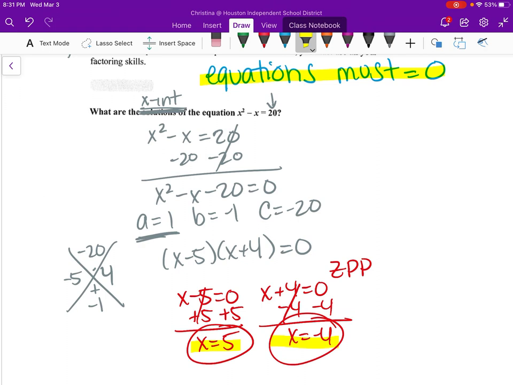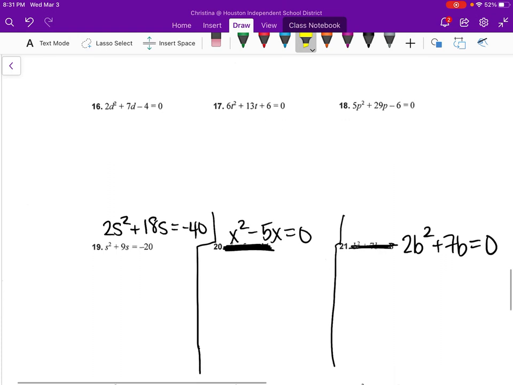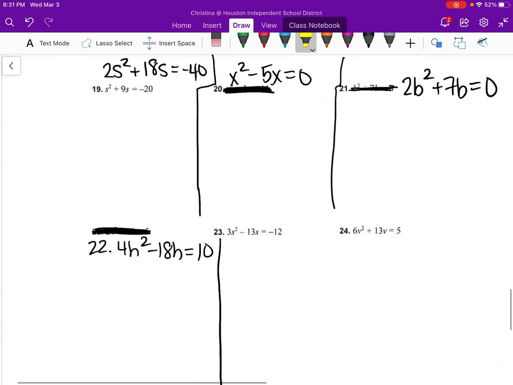I'm going to scroll down, and I'm going to show you the changes that I made. Pause the video so you can make the changes on your paper. Trust me, you'll thank me. Pause the video and make your changes.